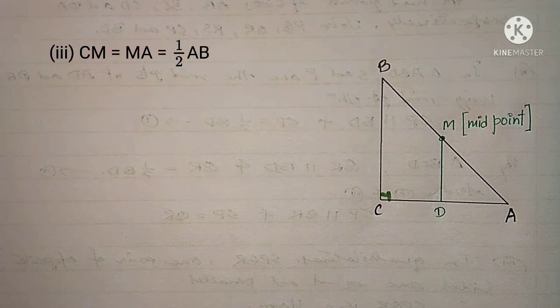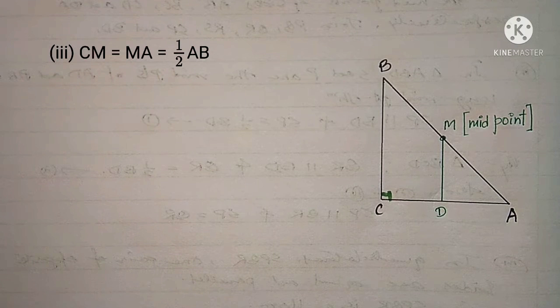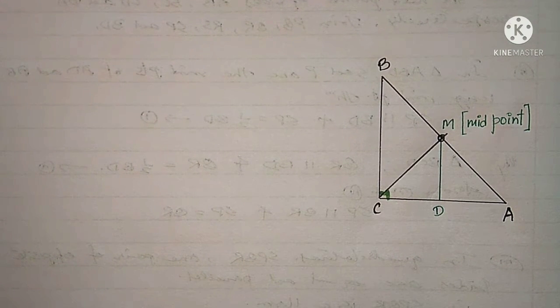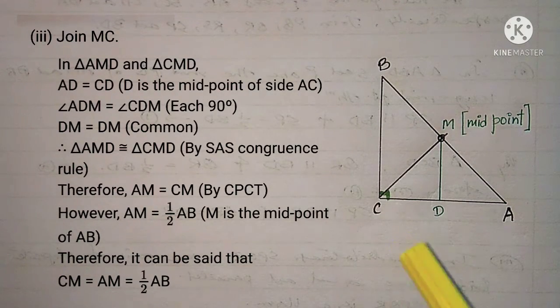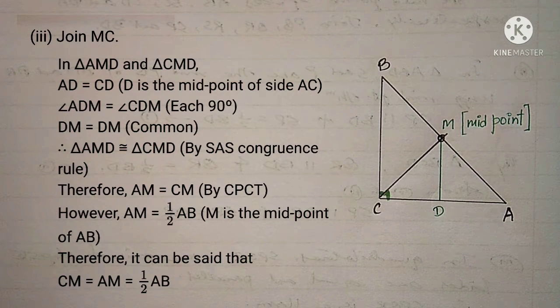So for this, what do we need? According to our question, we need CM. So for CM, what do you have to do? We have to join this one. So in the third part, a little bit of construction is here. Now let's see. After joining this CM, because here we need to prove CM equals MA equals half of AB, that's why we join CM. Is it clear?